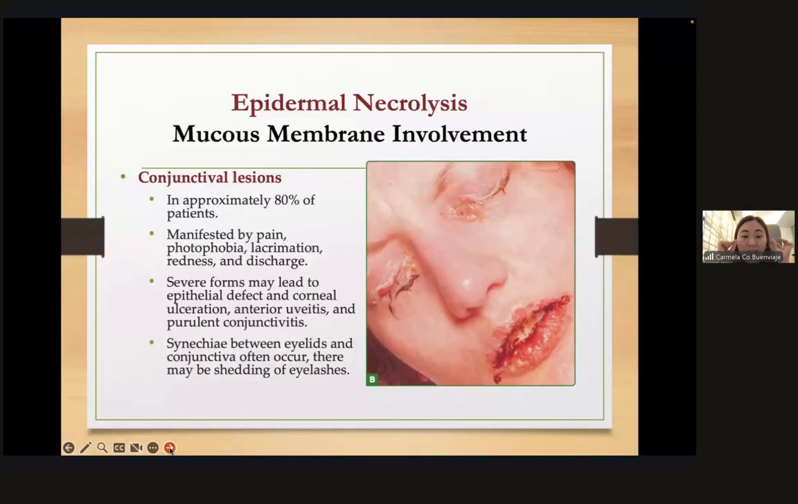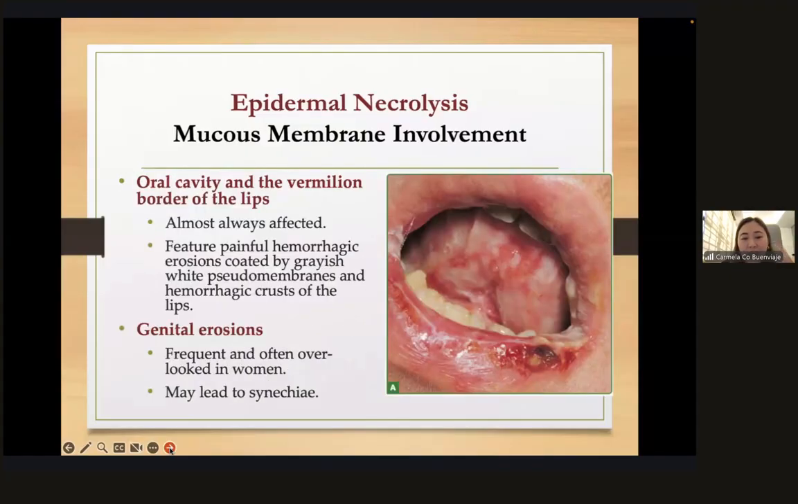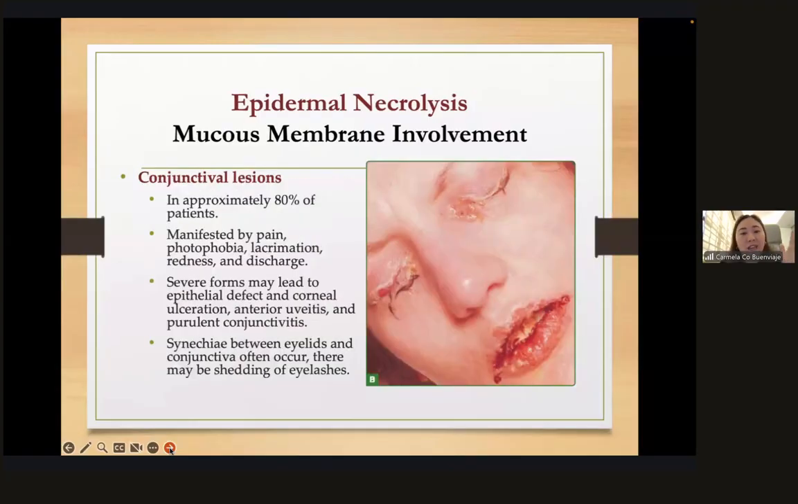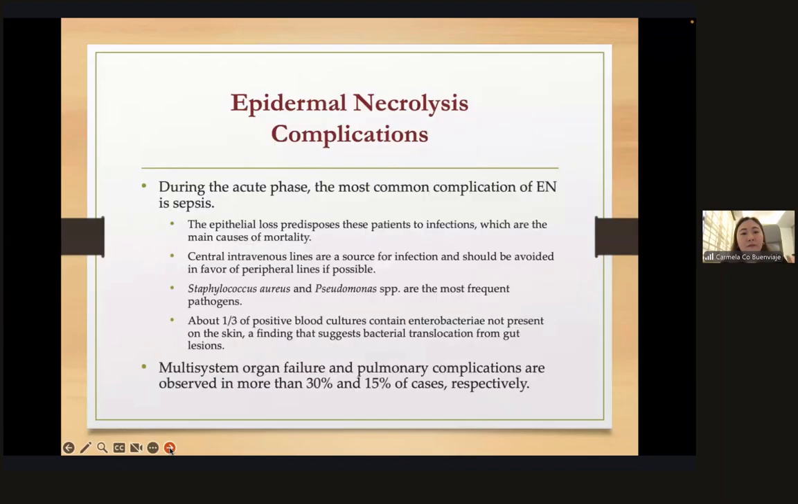Synechia between eyelids and conjunctiva can occur, and also shedding of the lashes. So for these patients with mucous membrane involvement, we should always refer them accordingly, like to ENT, to OB/GYN, to ophthalmology, and the like.